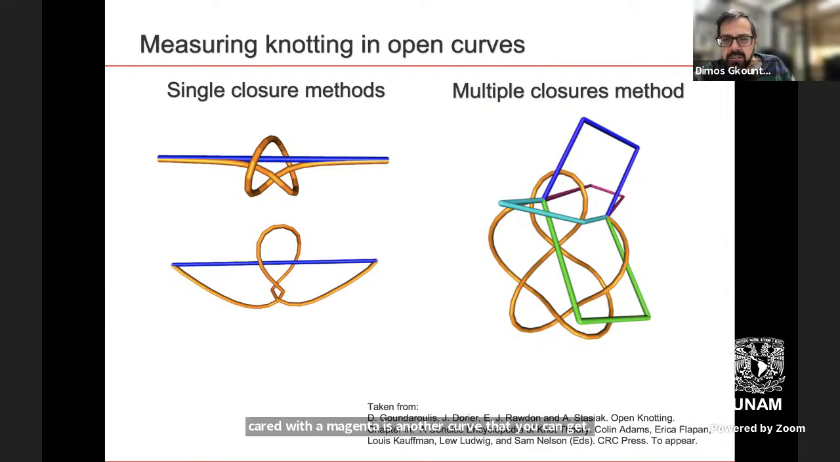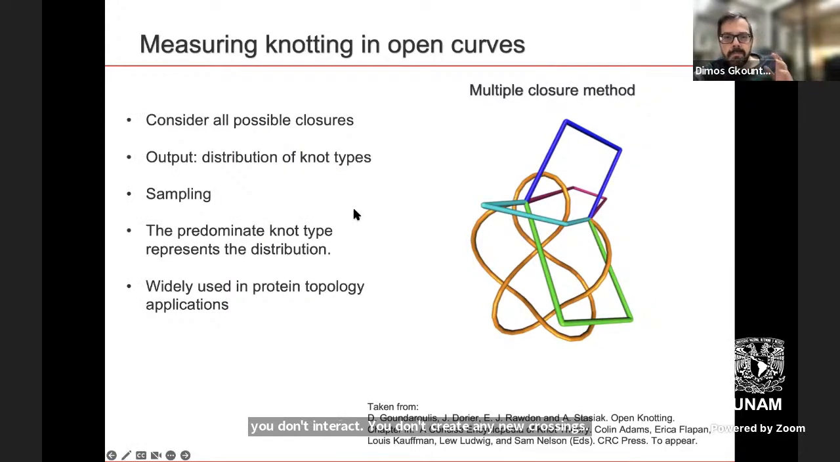So the idea here is that you go far away from the endpoints and you connect them so you don't create any new crossings. So you somehow capture this. Okay, so the output of that procedure, and this is the method that protein topology people usually use, is a distribution of knot types. And when you want to compute this kind of stuff with the computer, it takes a lot of time. You cannot compute all possible distributions.